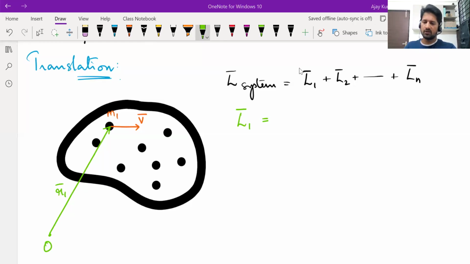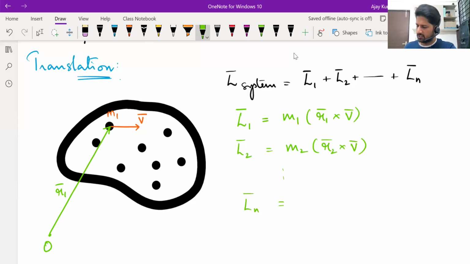Just apply the formula for angular momentum of a particle. It is m r cross v. So in this case, it becomes m1 times r1 vector cross v vector, the velocity of that particle. Similarly, angular momentum of the second particle will be m2 times r2 cross v, and so on. Angular momentum of the nth particle about that point will be mn times rn cross v.